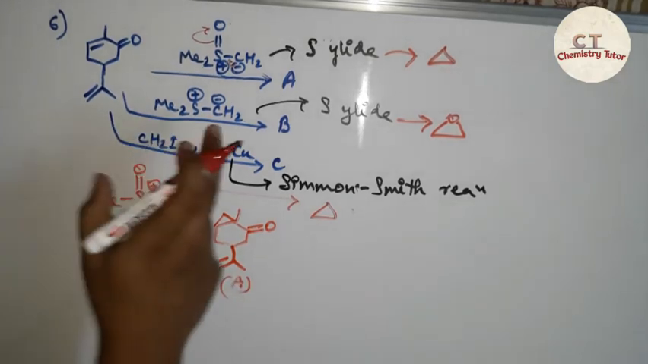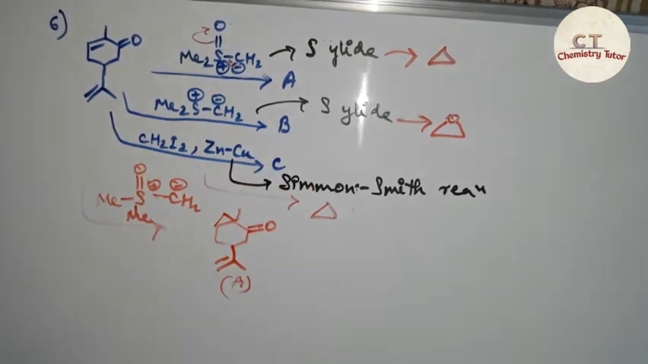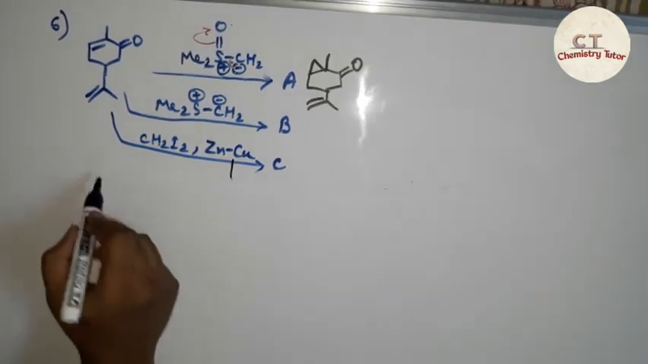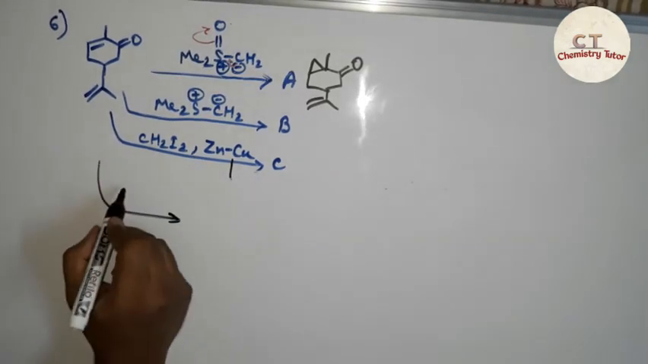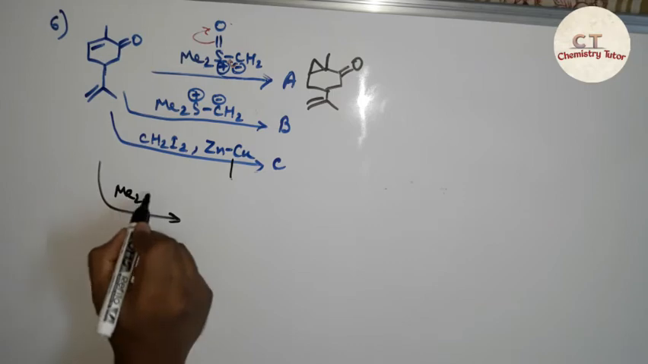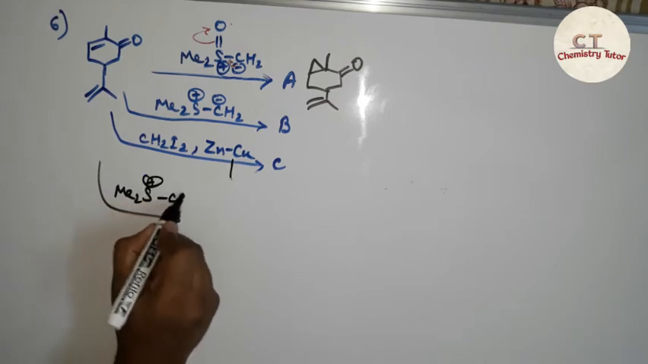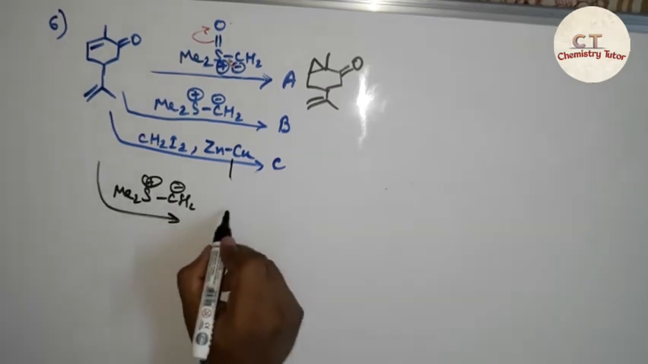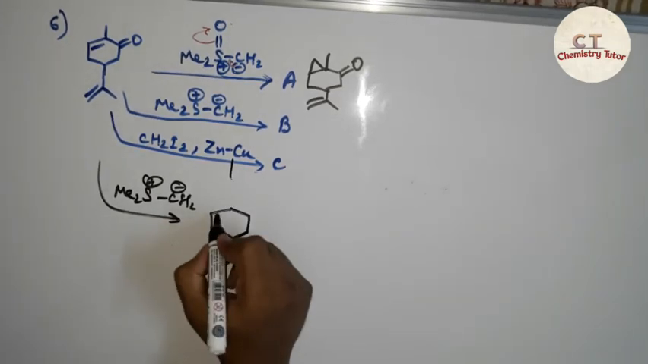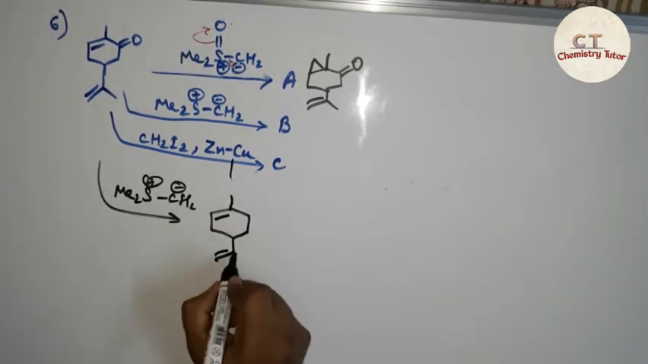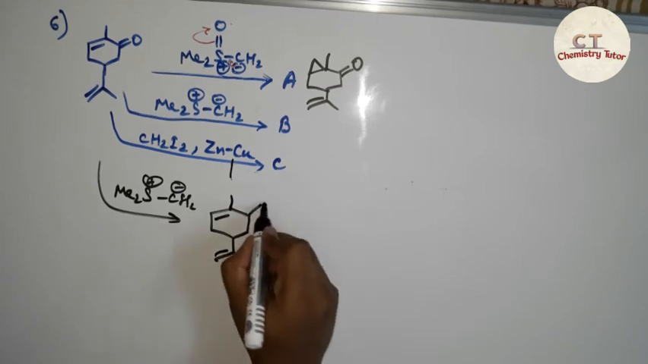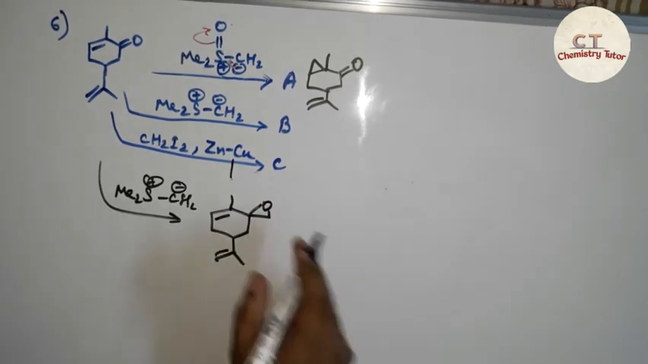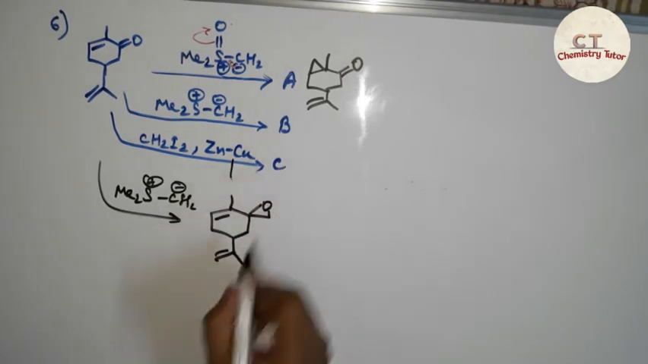Now let's see what will be the product in B and C. In case of B, there is no stabilization of this negative charge. So in this case an epoxide is going to be formed, since only one carbon is there, so directly we can make it an epoxide. The rest of the thing will remain the same and there will be an epoxide. So this will be the product forming B.